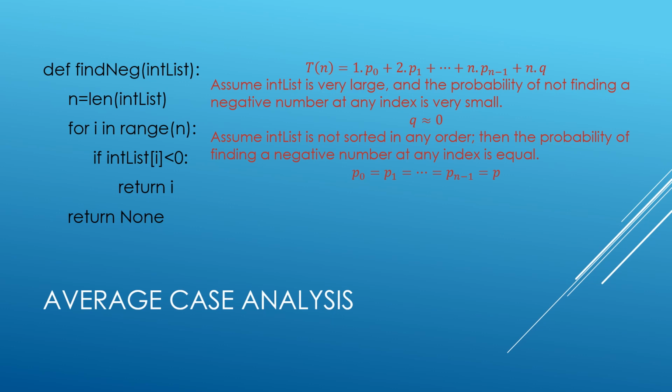That is, P0 is equal to P1, which is equal to Pn minus 1, and all of these Pi's are equal to P. We know that the sum of probabilities of all outcomes of an experiment is 1. So P0 plus P1 and continuing to Pn minus 1 plus Q is equal to 1. But Q is equal to 0 and all Pi's are equal to P. So n into P is 1, or P is 1 upon n.